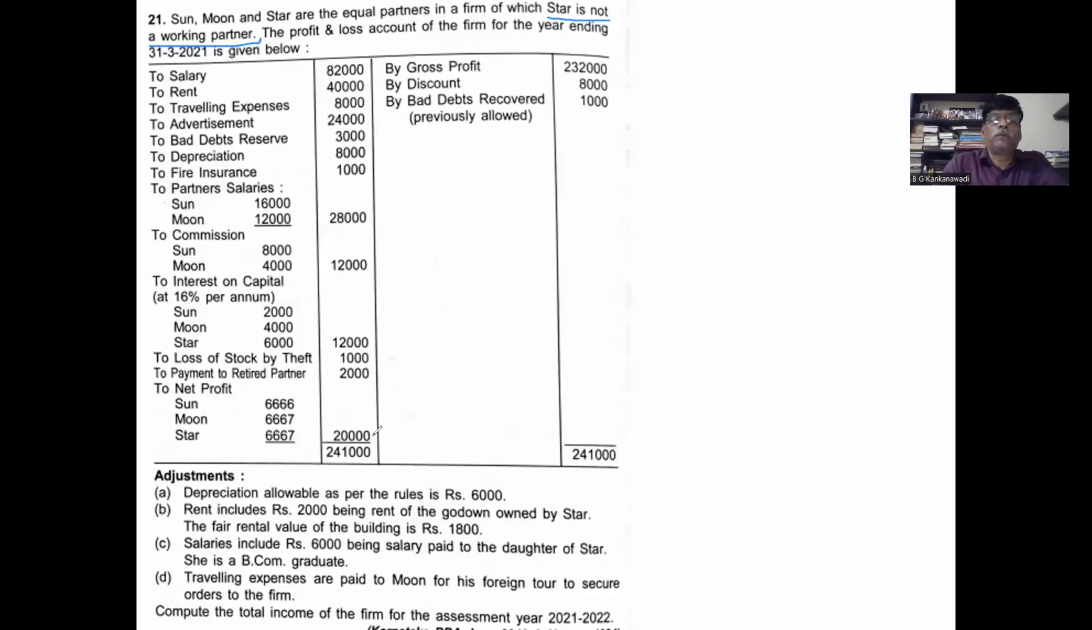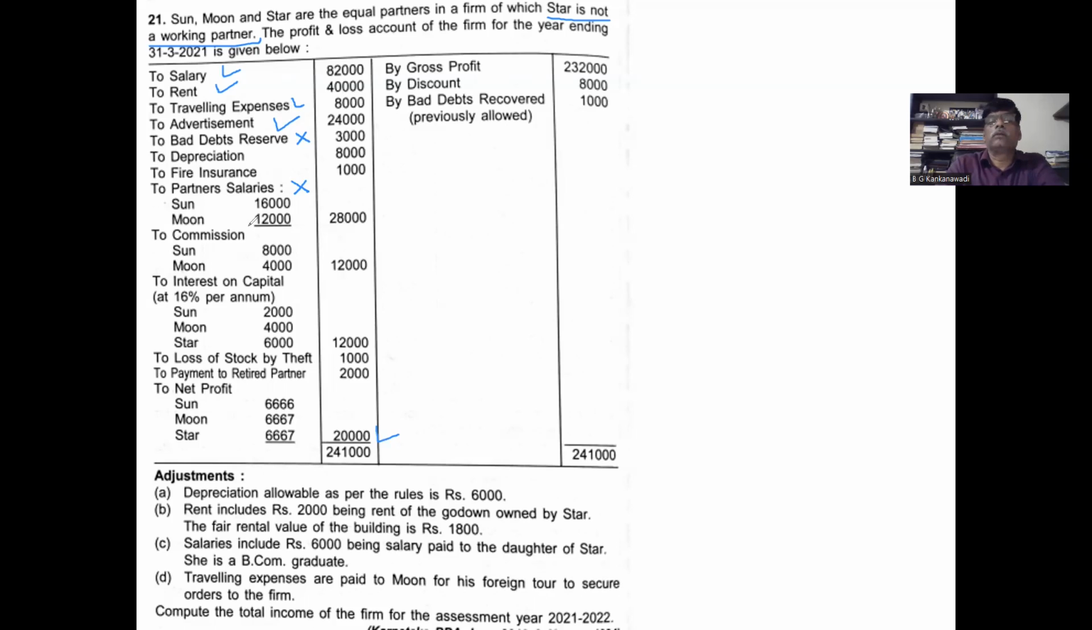Now you take the net profit as per P&L account, which is 20,000. You take 20,000 NP and add disallowed expenses. Salary is allowable, rent is allowable, traveling expense allowable, advertisement allowable. Reserve for bad debt is disallowed. Remember this. Depreciation allowable, fire insurance allowable, salary to partners disallowed.